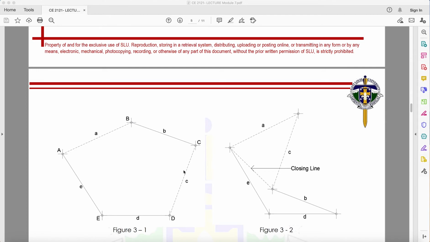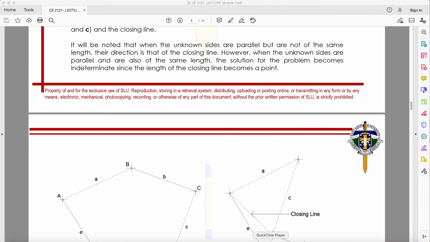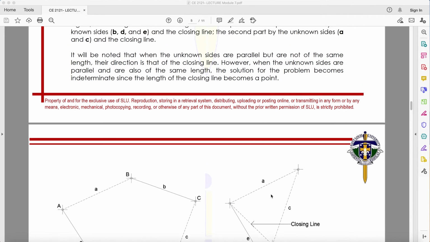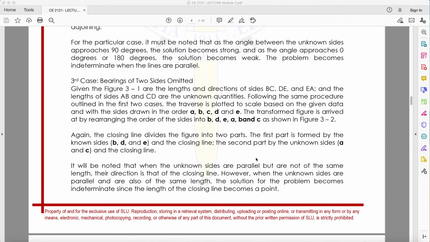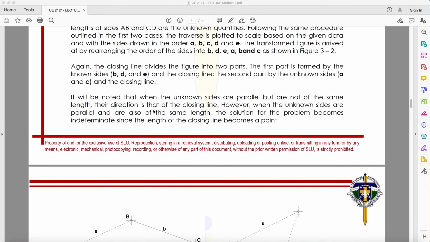Okay? Ito, transfer ko dito. While this one, transfer ko dito sa baba. Then I will be having my closing line. Okay? So again, the closing line divides the figure into two parts. So we have part 1 and we have part 2. The first part is formed by the known sides and the closing line. The second part is by the unknown sides and a closing line.